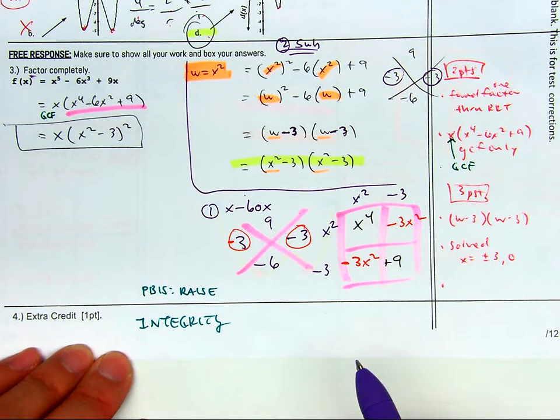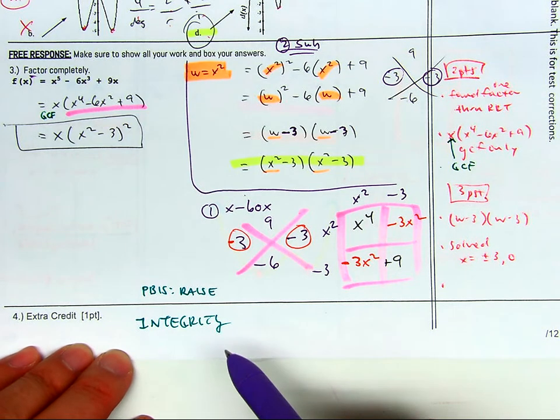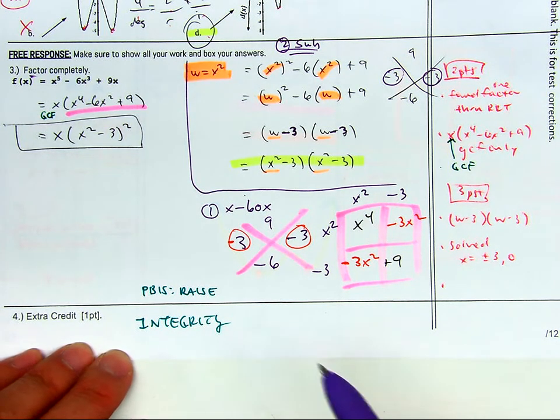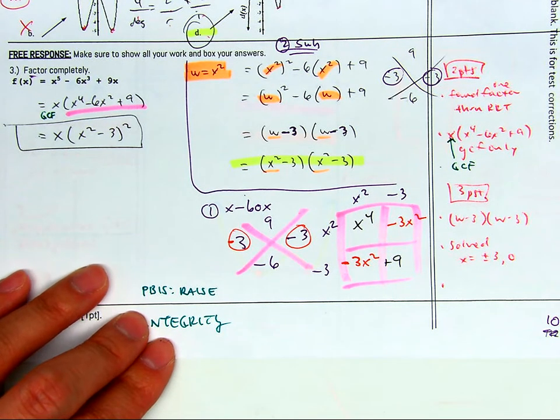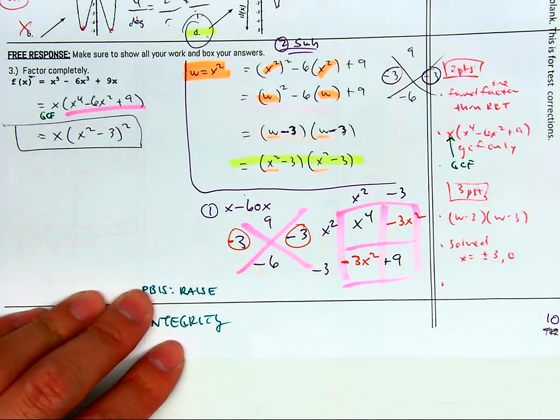Those who asked about the extra credit, the PBIS acronym is RAISE, and the letter I is integrity. That side was out of 10 points. 2 for the name, 2 for the multiple choice, 6, and then that problem's 4, so 6 plus 4 is 10. 10 points on that side. Back side.